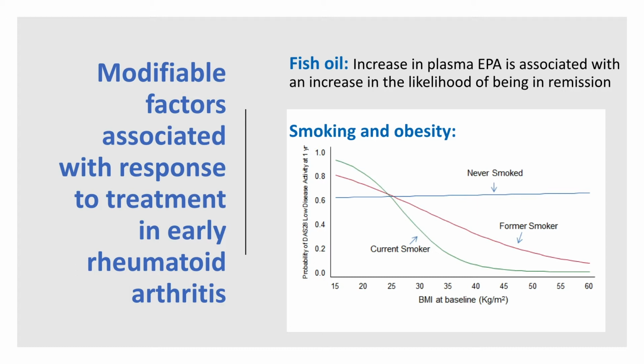Now you can see that the people who have never smoked have the flat blue line. So they have a pretty good likelihood of having very good disease control, irrespective of how much they weigh. But in people who smoke or who have ever smoked, whilst they have a reasonable chance when they're of normal body weight, as their body weights increase, their chance of having good disease control drops dramatically. So this is really the first time that we've demonstrated this relationship between weight and smoking, and really underscores the importance of helping people with rheumatoid arthritis to target these two risk factors to improve their outcome.